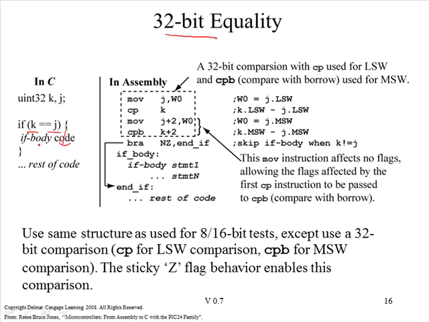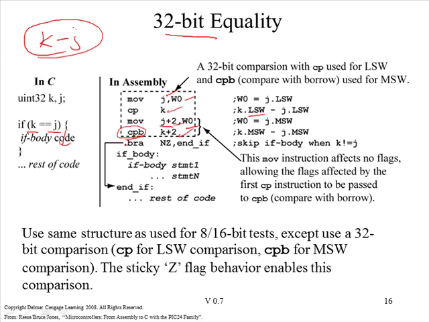If that's true, we'll execute the if body. We're going to write this in the same way as we did our 16-bit code, in that we're going to do k minus j. The only difference is that we're going to use a 32-bit comparison for this. So to start off, we're going to move the least significant word of j into W0. We'll compare that against the least significant word of k. Then we'll move the most significant word of j into W0. We'll use a compare with borrow of the most significant word of k against the most significant word of j.